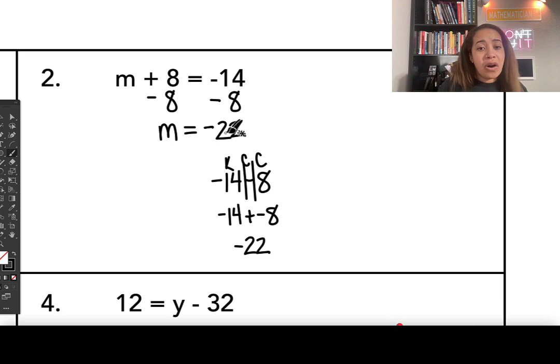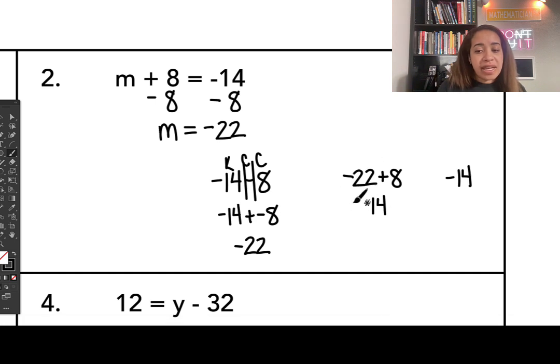One thing to know, you always can plug your final answer back into your variable, and it should work out. So let's just check our work on this one. Negative 22 plus 8 should equal negative 14. We will see if that's true. We have an addition problem, and they have different signs, so we subtract the numbers. 22 minus 8 does give us 14. And then we see that the higher absolute value is negative, so it is negative 14. So we do know that our final answer of negative 22 is correct.